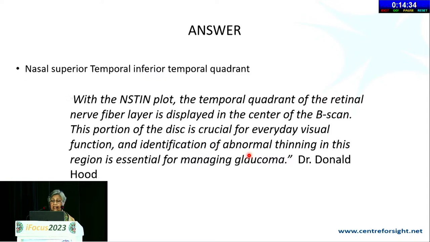With the NSTIN plot, the temporal quadrant of the retinal nerve fiber layer is displayed in the center of the B scan. This portion of the disc is extremely crucial for everyday visual function. So he's put it right in the center. Instead of beginning from the temporal area, we're beginning from the nasal area so that the temporal area comes right in the center, which is extremely crucial. Please read about it. This is extremely important.